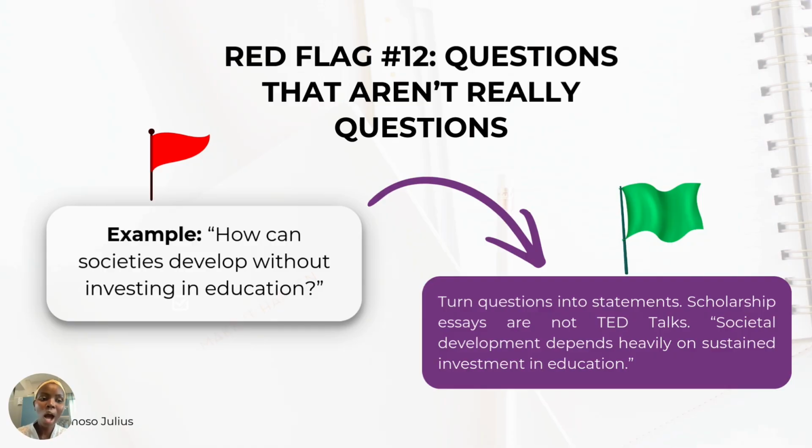Here's an example. How can societies develop without investing in education? It's a rhetorical question. It's not really a question, but it's a question. And you don't need it in your scholarship essay. So instead, turn the questions into statements. When you generate your response from ChatGPT, and as you go through your essay, be sure to spot these questions and change them into statements. For example, societal development depends heavily on sustained investment in education. It's a statement, it's not a rhetorical question.